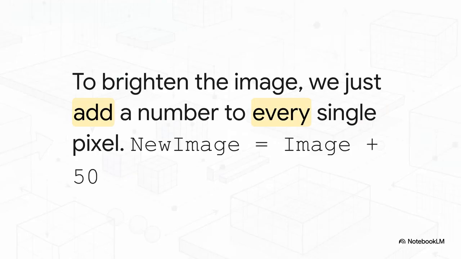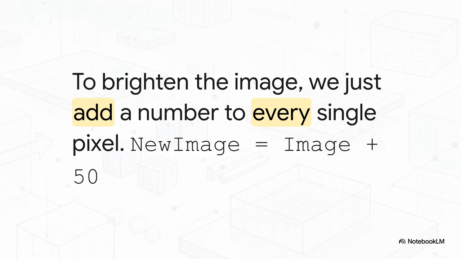So how do we make that image brighter? It is literally just matrix addition. You take your original image matrix and you add another matrix to it where every single number inside is 50. What's the result? Every single pixel just got 50 points brighter. That's the brightness slider. It's not some crazy complex magic trick.